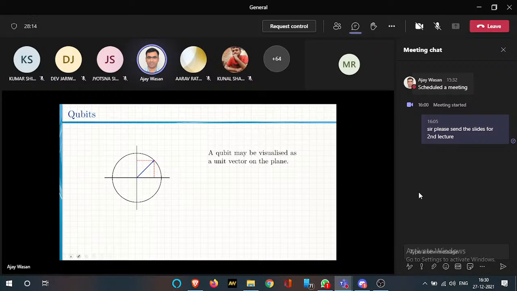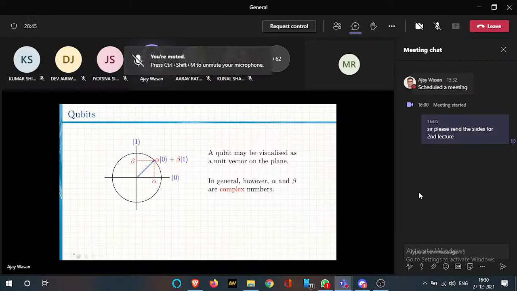So qubits. A qubit may be visualized as a unit vector on the plane. So for example, I'm writing on a plane, let us say this is 0, this is 1. So this is alpha and this is beta, we have already seen. You can make out immediately this is alpha here, this is beta here. And in general, I already said alpha and beta are complex numbers.